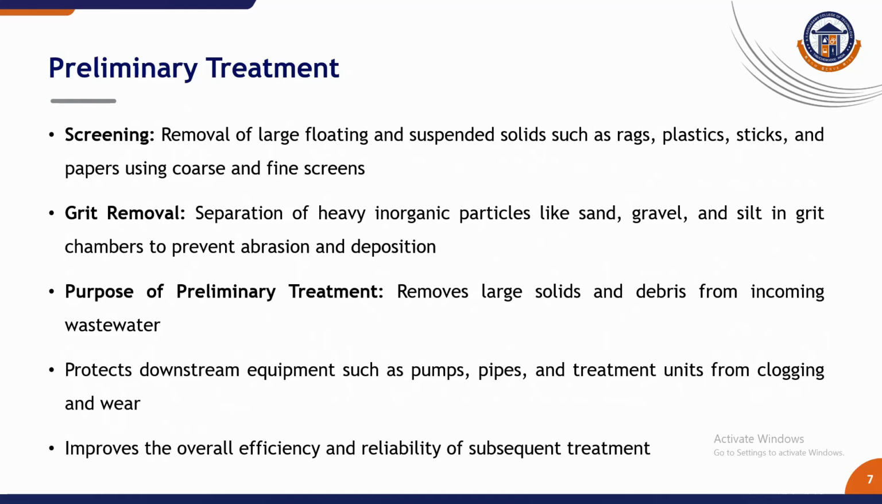In preliminary treatment, the focus is on protecting downstream units. Screening removes large floating and suspended materials such as rags, plastics, papers, and sticks using coarse and fine screens. Grit removal separates heavy inorganic particles like sand, gravel, and silt in grit chambers. The main purpose of preliminary treatment is to remove debris, protect pumps and pipes, and improve the efficiency of subsequent treatment units.